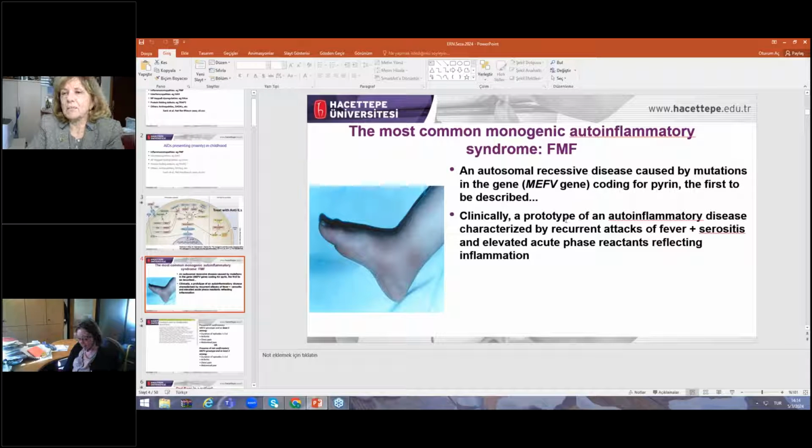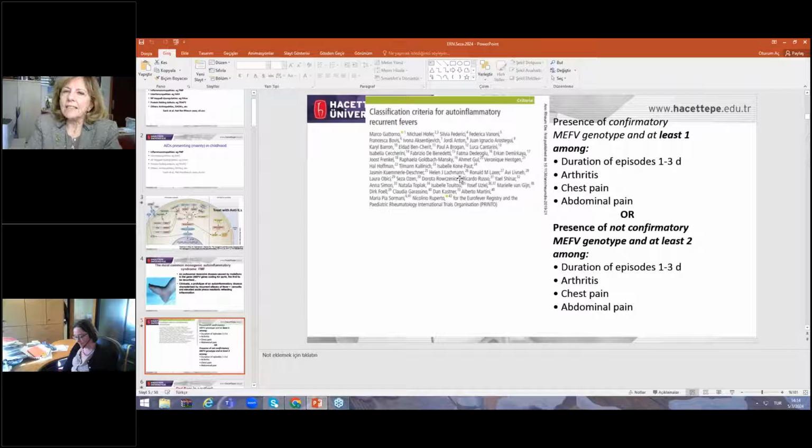And it's like an experiment of nature on inflammation, where you see the characteristic recurrent attacks of fever and serositis, along with elevated acute phase reactants. Now, as Helen referred to, with Marco's leadership, we were able to suggest classification criteria for the common autoinflammatory diseases.